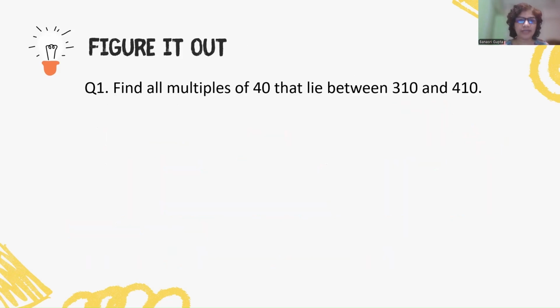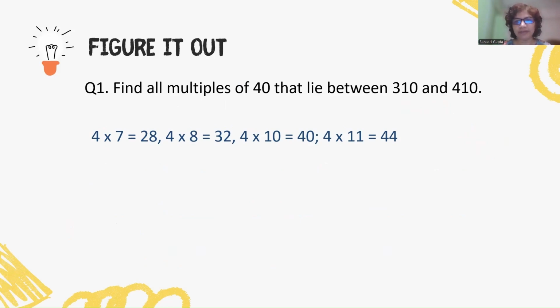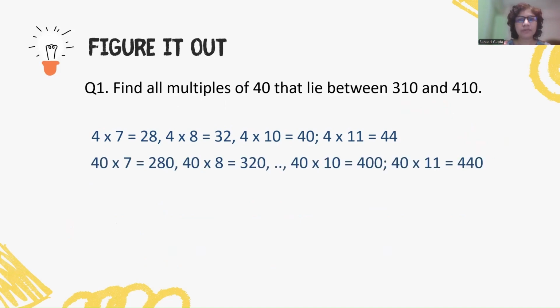Let us do some Figure It Out from this section. Find all the multiples of 40 that lie between 310 and 410. We know from the fours table that 4 into 7 is 28 and like that 4 into 11 is 44. So if we multiply 4 into 10, then we get 40.